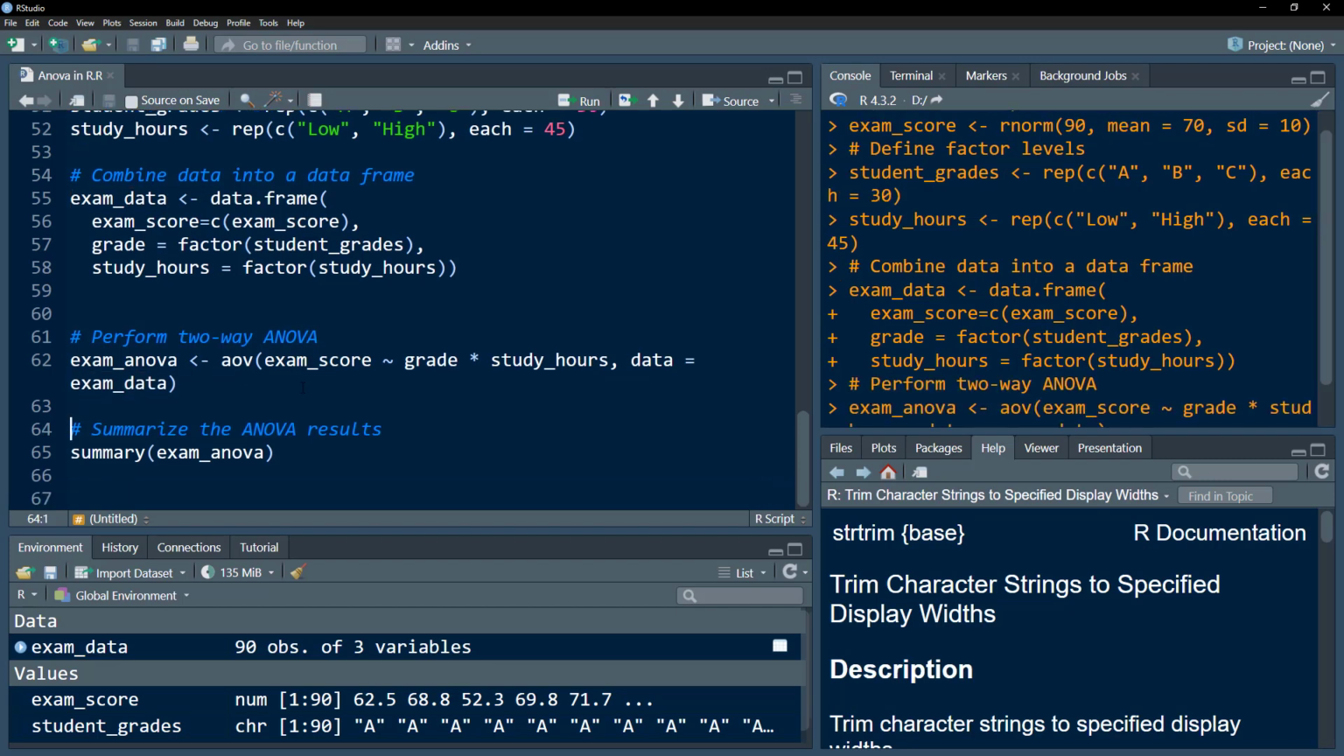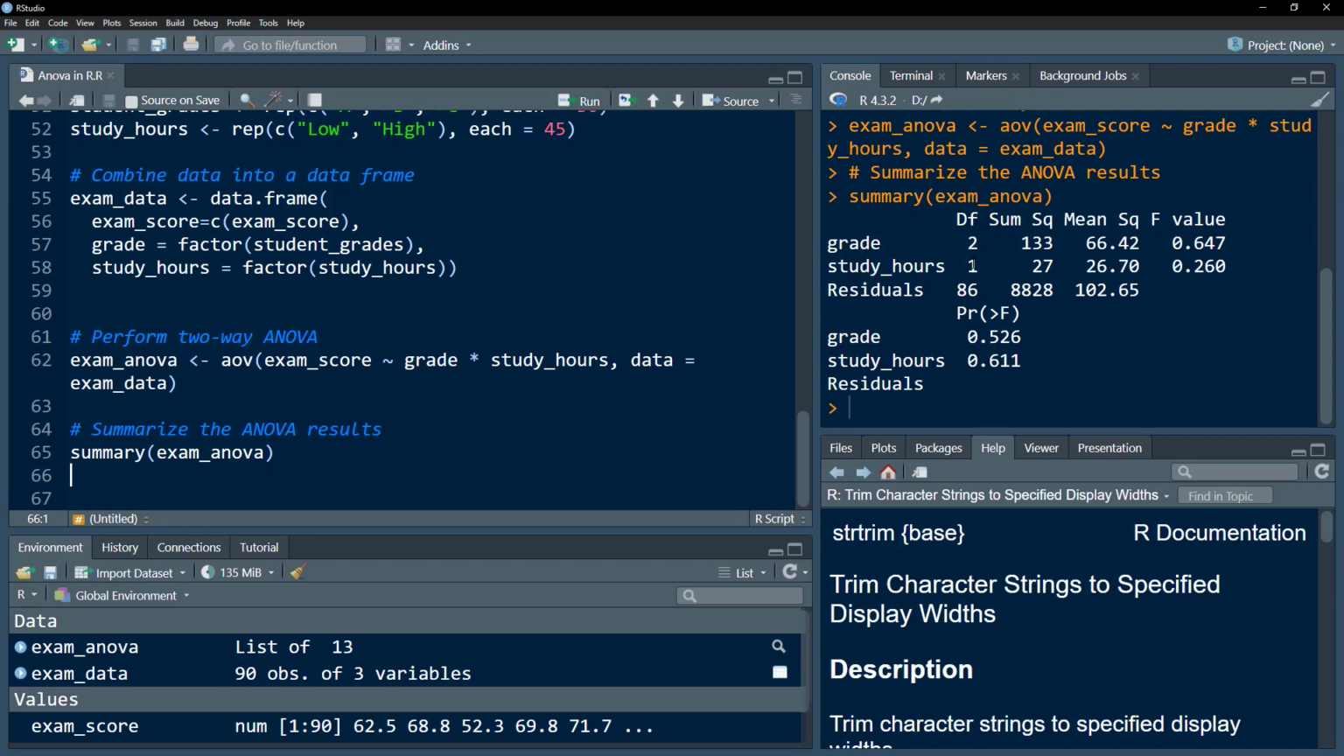If you perform this and show the summary statistics, we have the p-value of the grades, and it shows the impact of grades on the exam score. In this case, it is greater than 0.05, so we can conclude that the means are the same for different grades. And for the study hours, the number of hours of study that a student had done, again the p-value is greater than 0.05, so we can conclude that the mean exam score for students who had done either a low number of hours of study or a high number of hours of study would be the same.